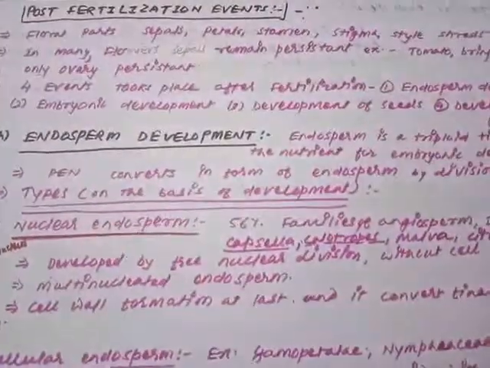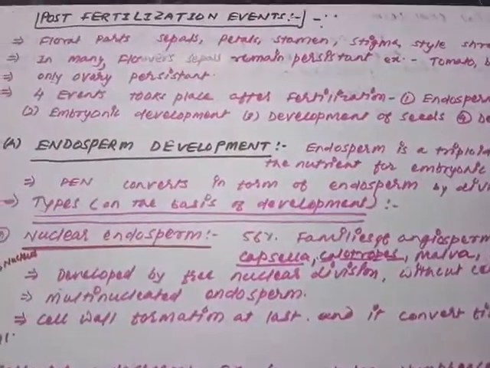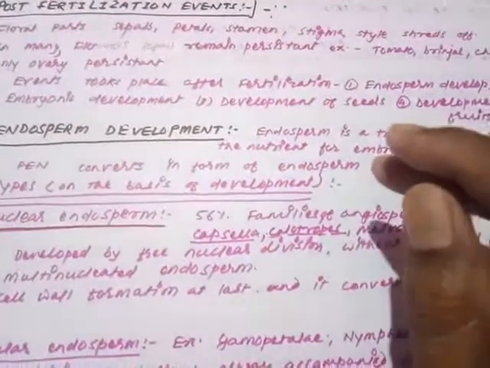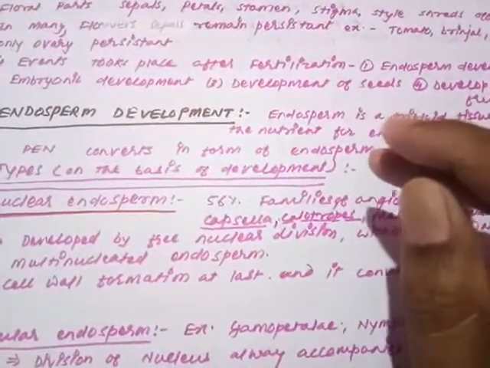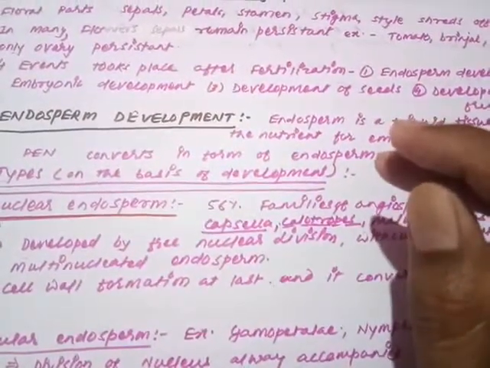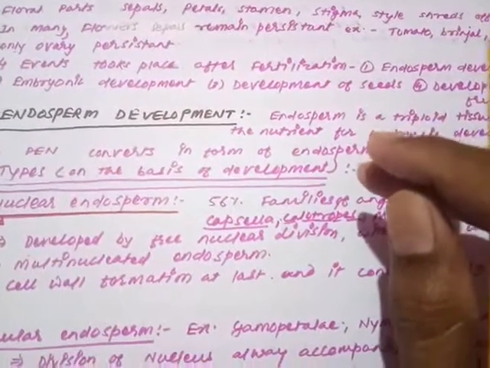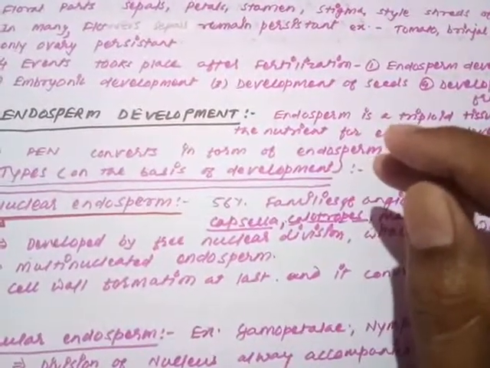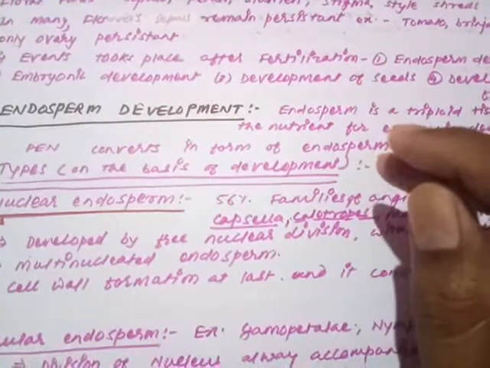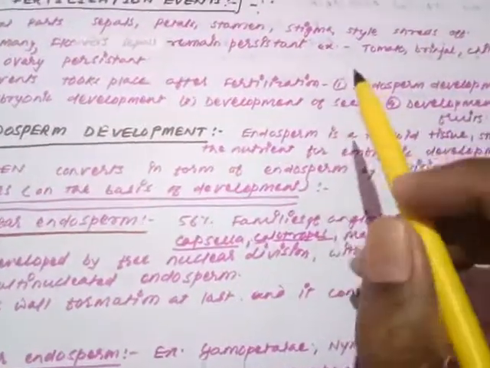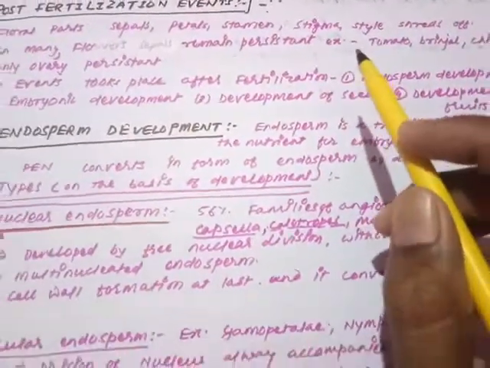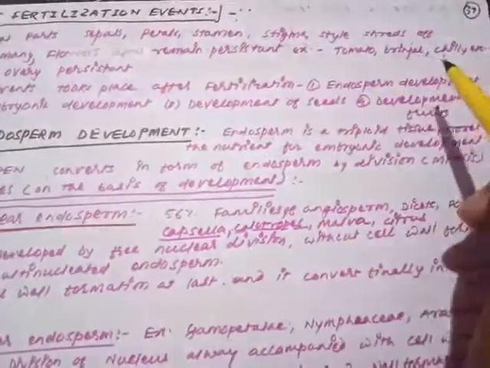So normally all the floral parts shrivel and wither off, but in some cases the sepal is present along with the embryo, and even after embryonic development they are present with the fruit also. Examples of that kind of plant are tomato, brinjal, and chili.